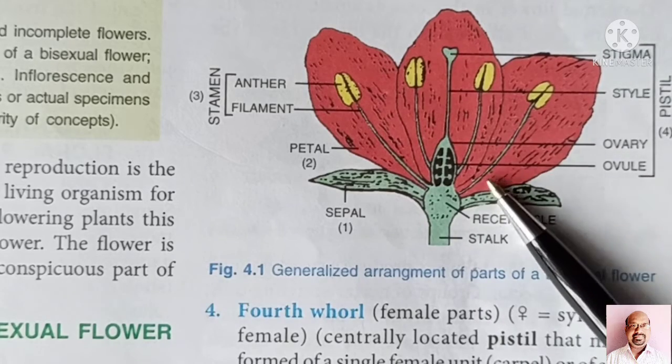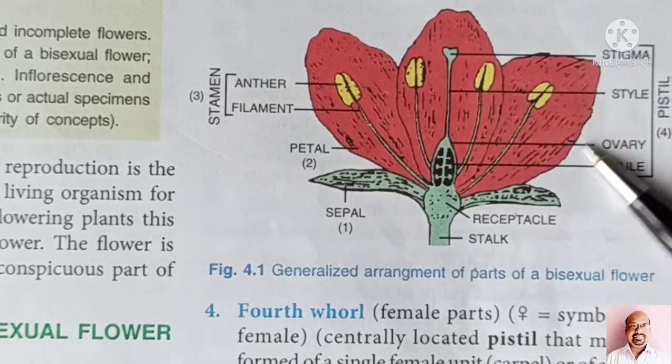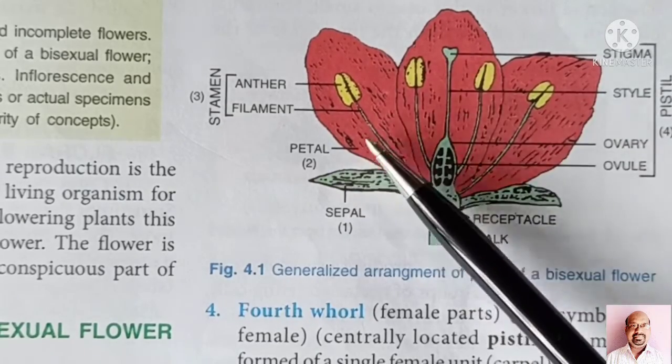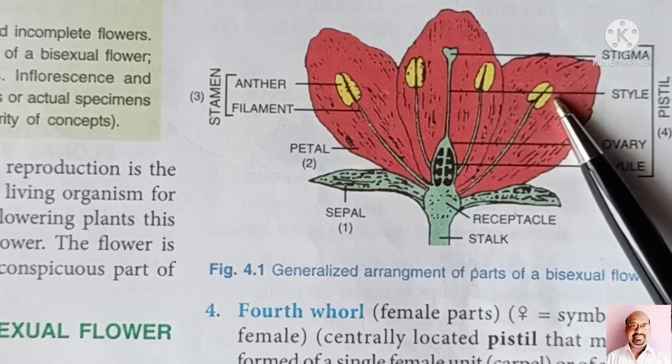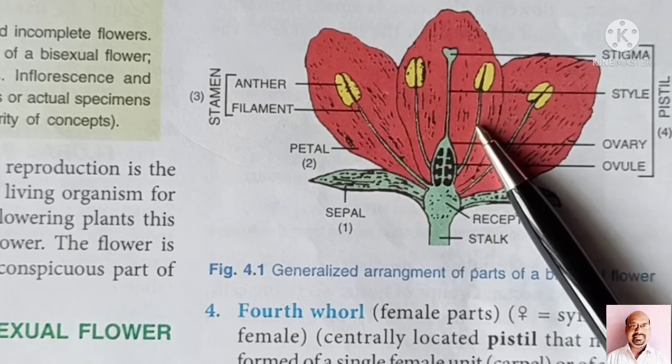The second whorl is these colorful parts, brightly colorful parts. These are called petals. Separately they are petals, and all the petals collectively are called corolla.